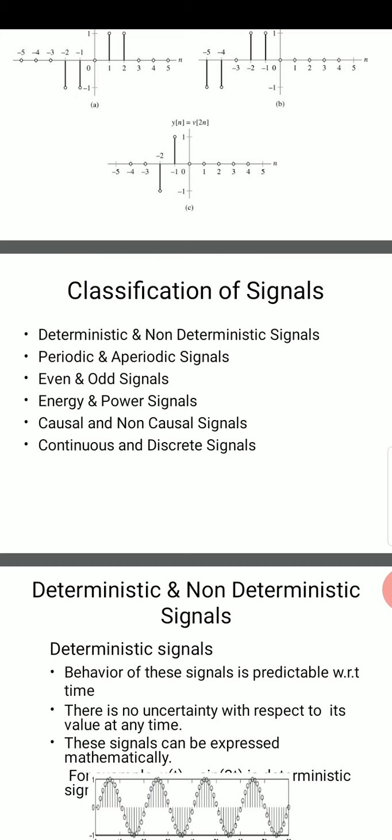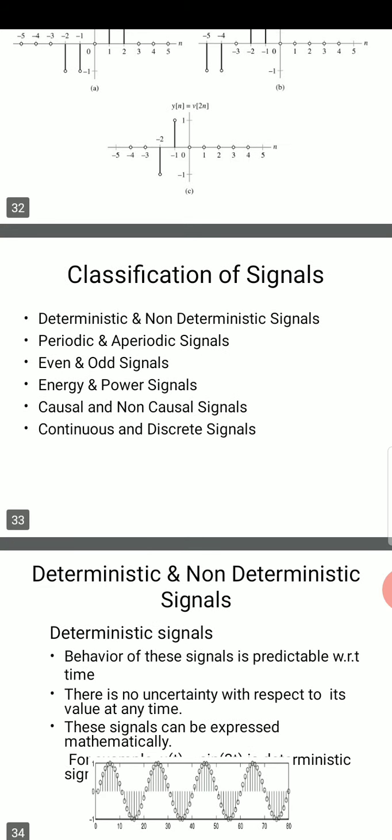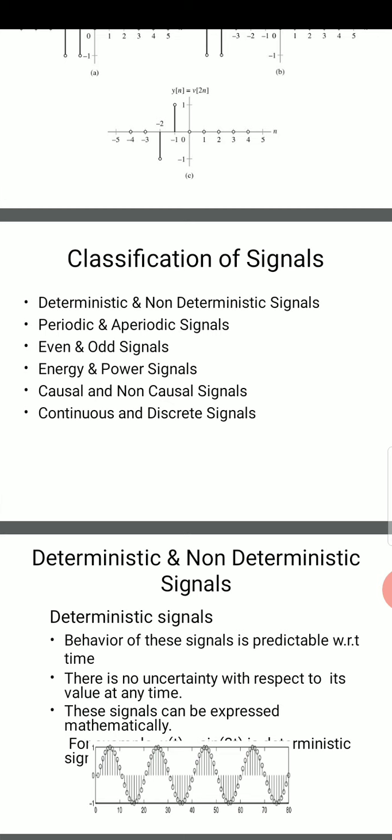And energy, what is an even signal? We have already discussed what an even signal and an odd signal are. The sine signal is odd, and the cosine signal is even. Energy and power signals: all periodic signals are power signals, and non-periodic signals are energy signals. A causal signal does not depend on a future value, and a non-causal signal depends on future values.